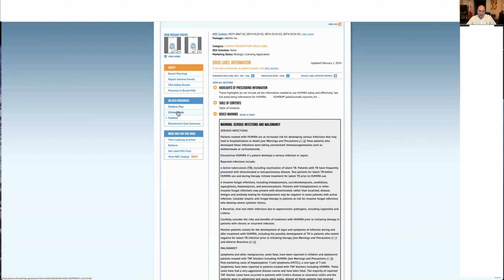Now, the next link that you can find on DailyMed is the clinical trials site, where we can go to clinicaltrials.gov, which is the official repository of all of the clinical trials taking place on American soil.